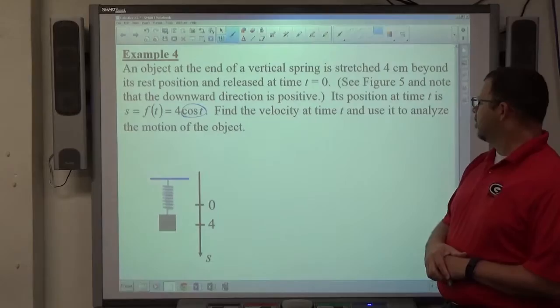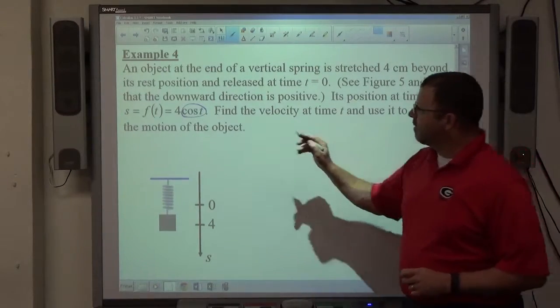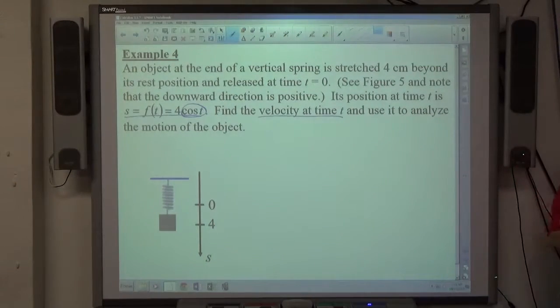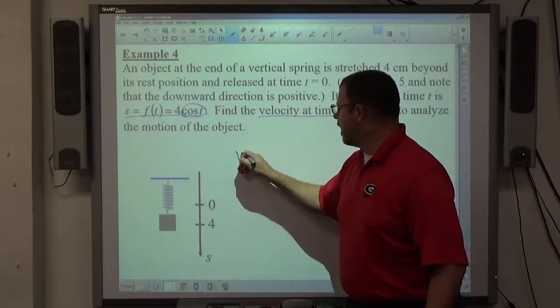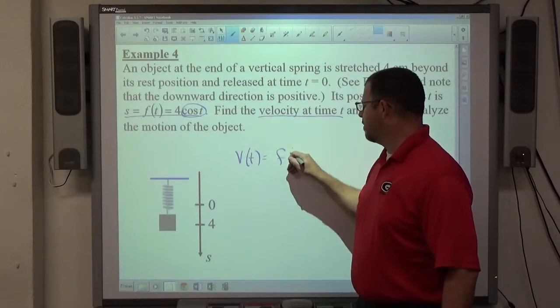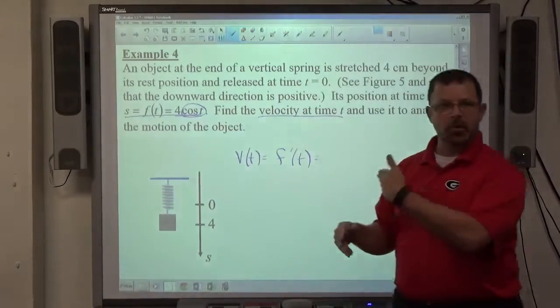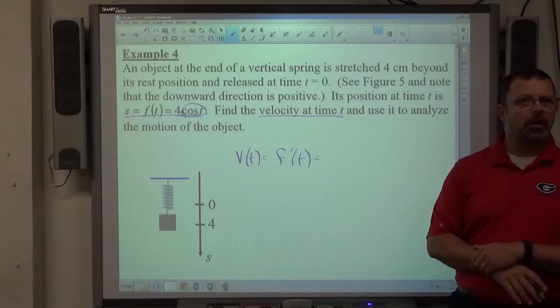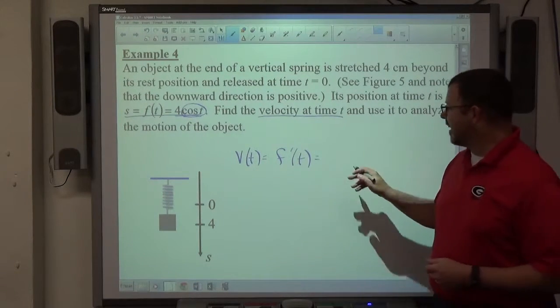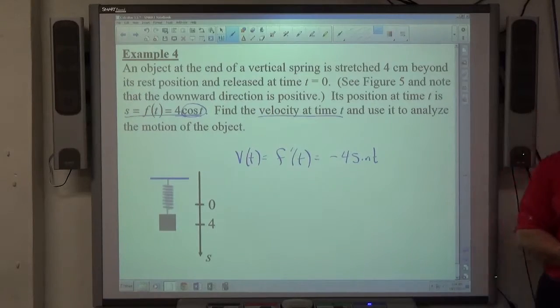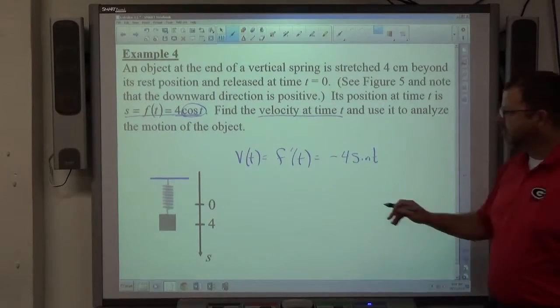Find the velocity at time t. Use it to analyze the motion of the object. So if this is the position function, 4 cosine of t, how do we find the velocity at time t? Find the derivative. The derivative of position is velocity every single time. So the velocity function v of t is simply going to be f prime of t. f prime of t is a basic trig function, cosine of t, being multiplied by a constant 4. Constants have no bearing on derivatives, so the derivative of cosine is negative sine of t, and the 4 just comes along for the ride. So negative 4 sine of t is the velocity function of the object.